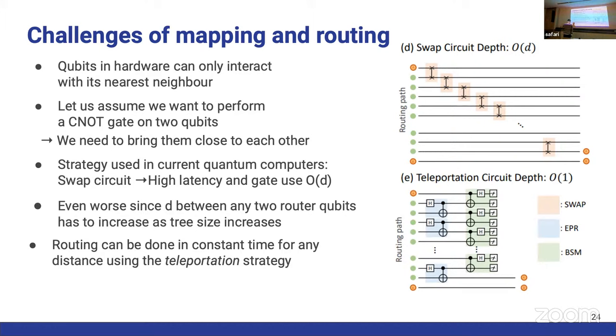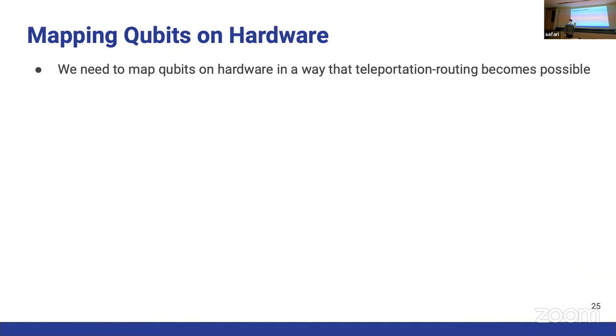On the right, we can see on the bottom a different approach, which is called the teleportation circuit. This circuit, on the other hand, performs the same job in constant time. But there is one requirement, namely that the qubits separating the two qubits we are trying to communicate have to not store any significant data in their states, as these qubits are measured at the end of the circuit and the data would get lost. So it's important that if we implement this teleportation circuit, we find a mapping of qubits on the hardware such that the qubits in between don't store any significant data.